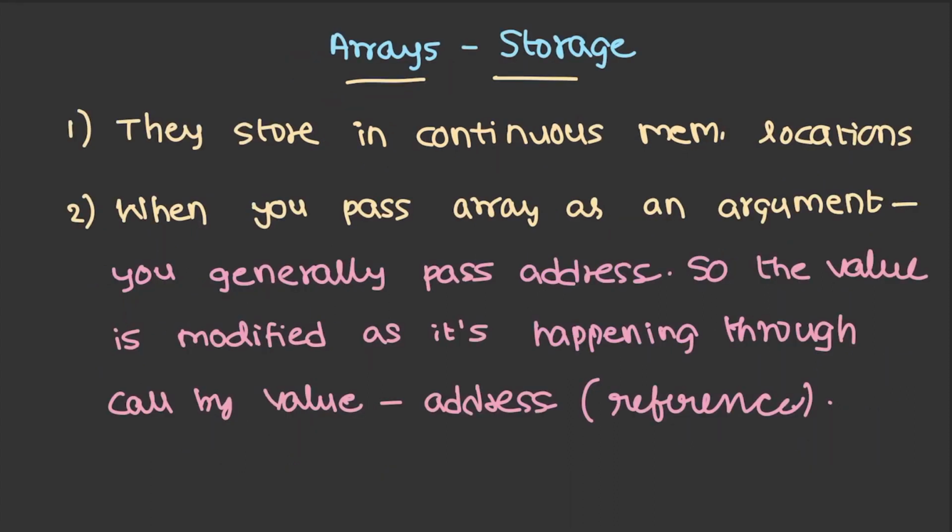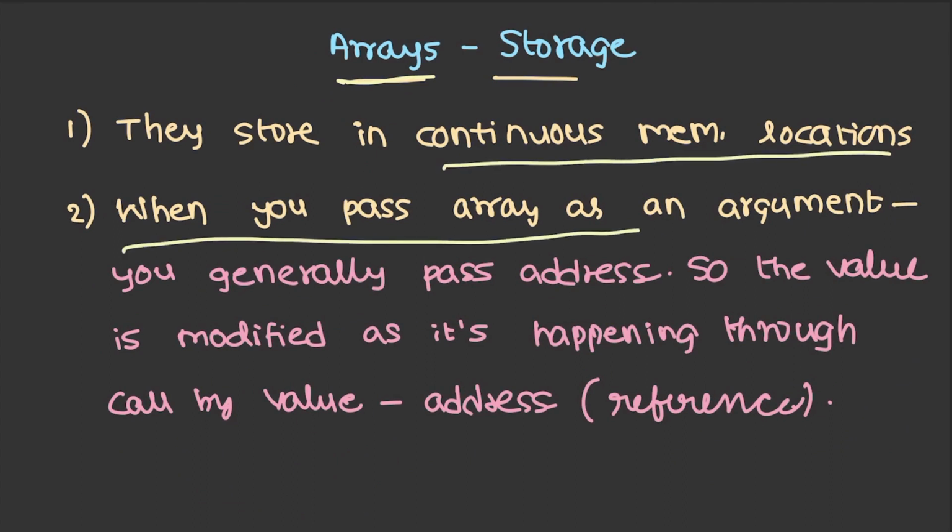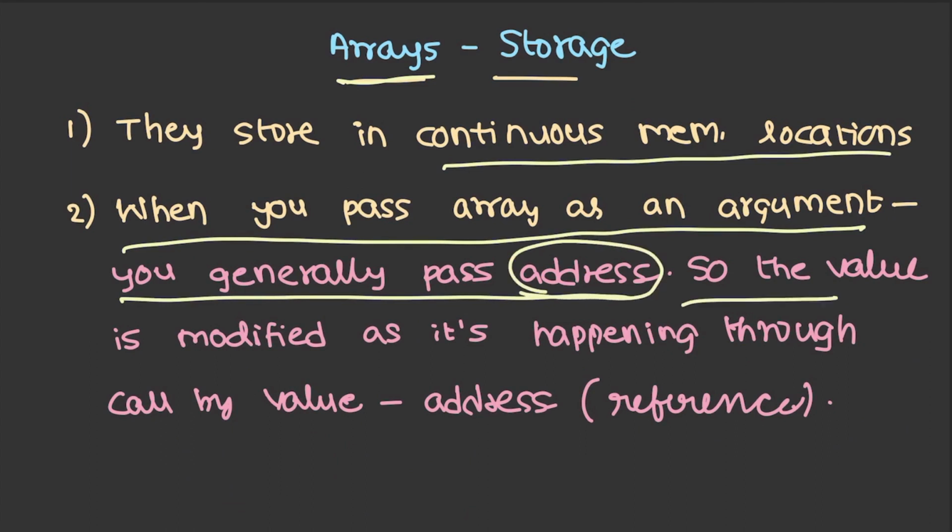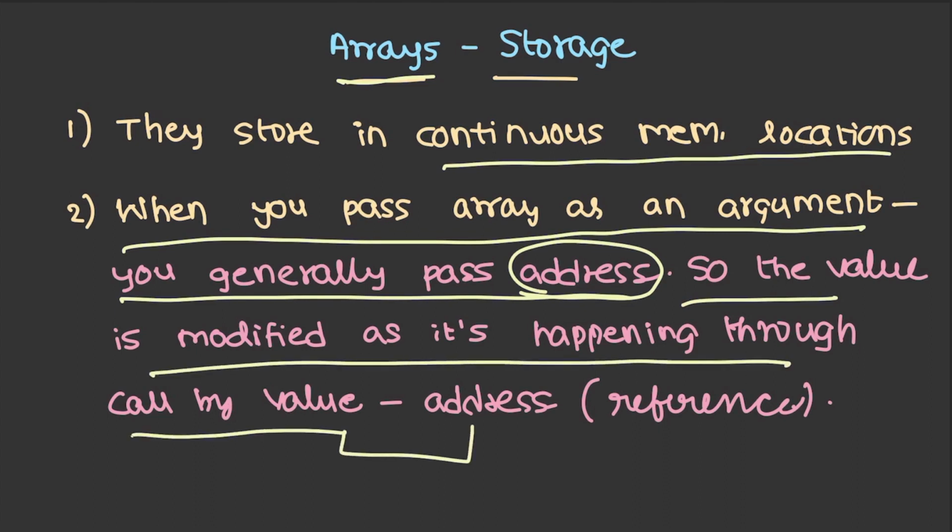Now let's try to understand one point very clearly, that is, arrays are actually stored in continuous memory locations, and when you pass an array as an argument, you are generally passing its address. Why? Because it is a mnemonic which actually stores its address. So the value is modified as it is happening through call by value, and the value here is an address, which is generally called call by reference by many people. Now to understand this quickly, when you try to pass an array as an argument in any program that you have written, it will actually be modified even if you pass it as a local argument.